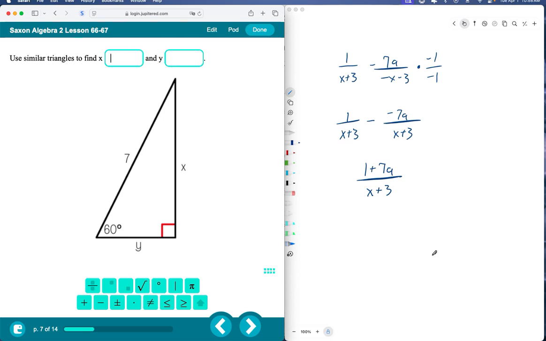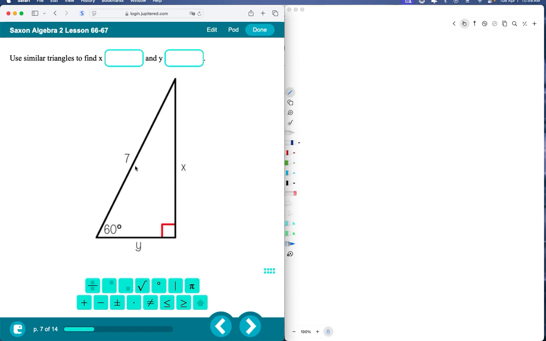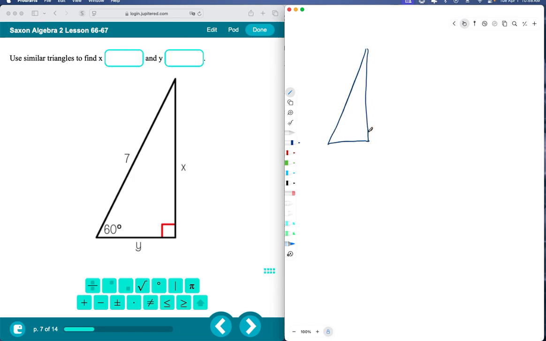I know these are difficult, so let's go and do this one. So we're going to do similar triangles on this. So that means we need to have our similar triangle. So I'm going to draw the similar triangle.